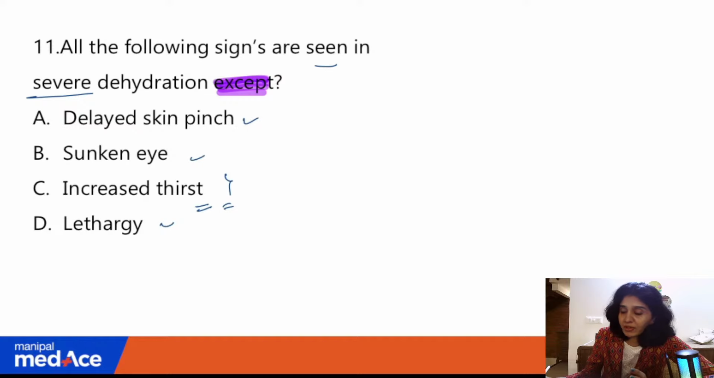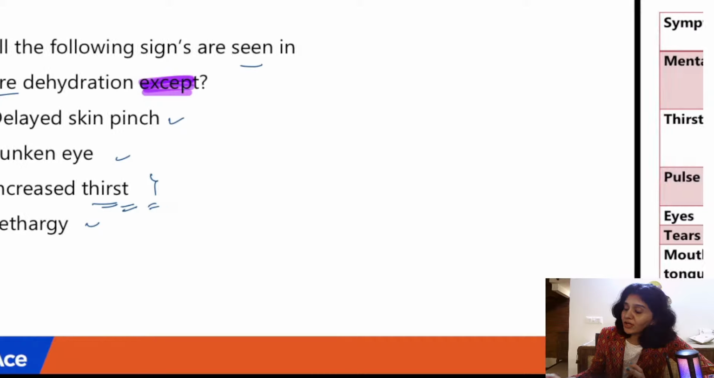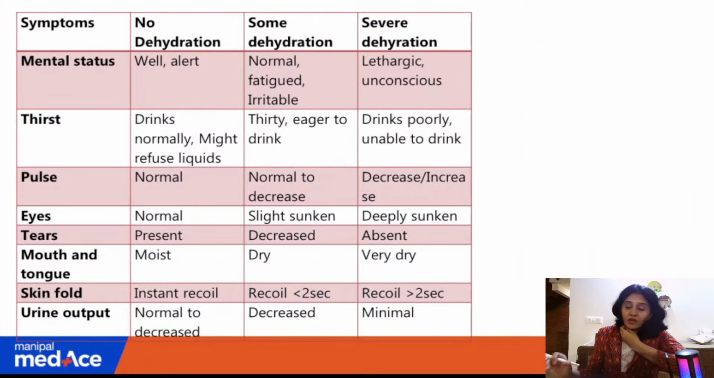So all of them are seen except increased thirst. It is not seen in severe dehydration. The kid is not able to drink. Okay, so let us remove all the confusions. Let us revise this table once.